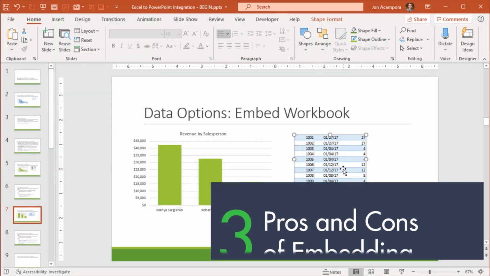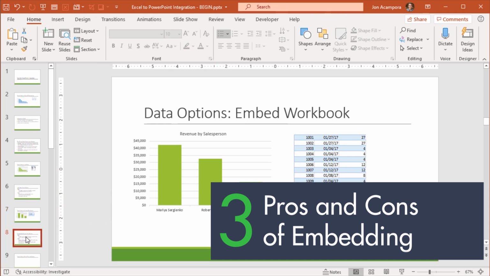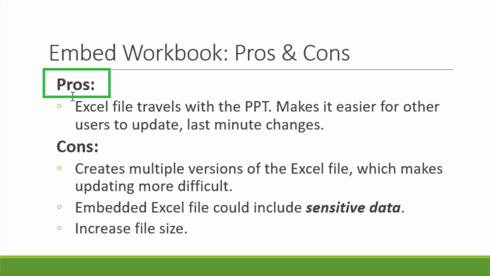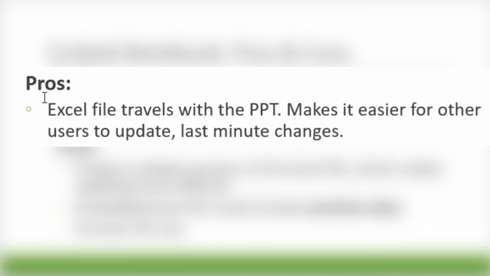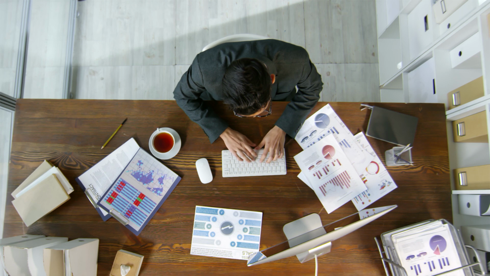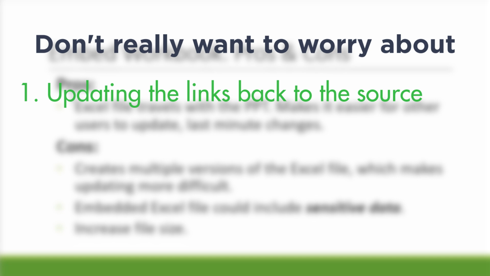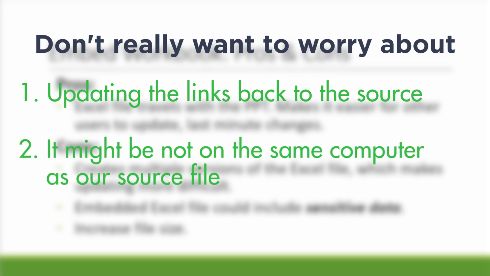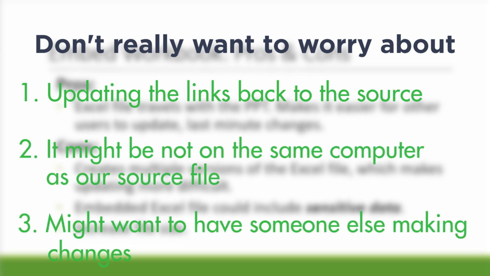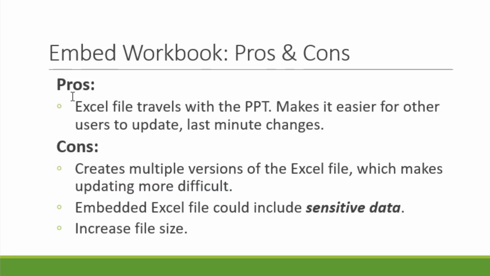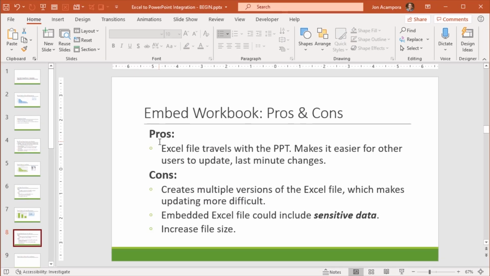So let's talk about some of the pros and cons of embedding the workbook. On slide 8 here, I've listed these out. For the pros, the advantage is that the Excel file travels with the PowerPoint file. So this can make it easier for others to update and edit, especially if your process includes last minute changes, which a lot of PowerPoint presentations do. We're making a last minute change right before the meeting. We don't really want to worry about updating links back to our source, or we might not be on the same computer as our source file. We might want to have someone else making changes. In that case, the Excel file is traveling with the PowerPoint file. It's embedded in it, so it's easy to make those updates last minute.